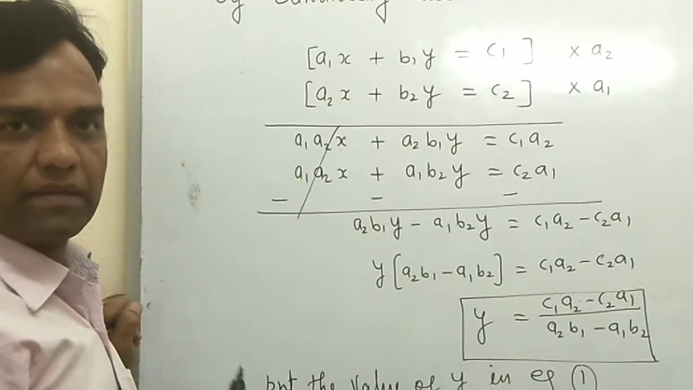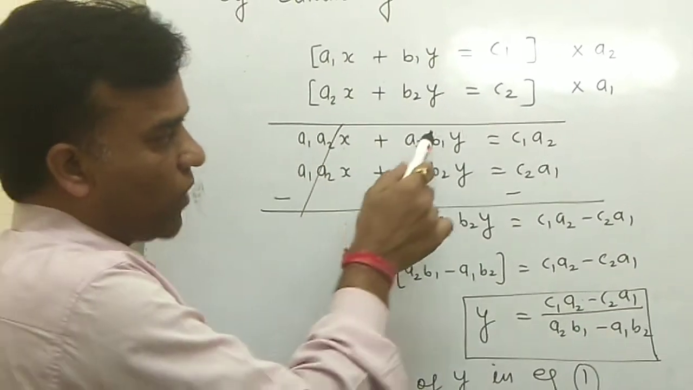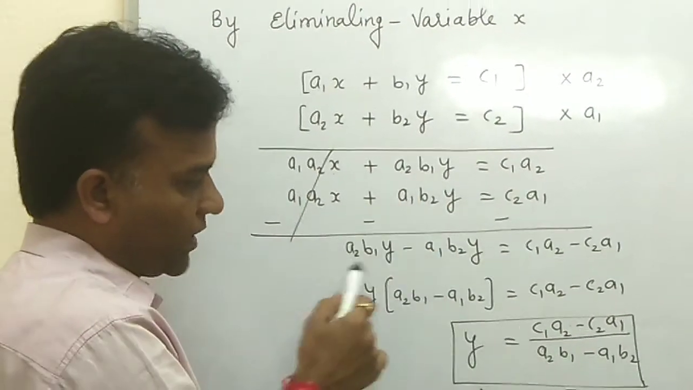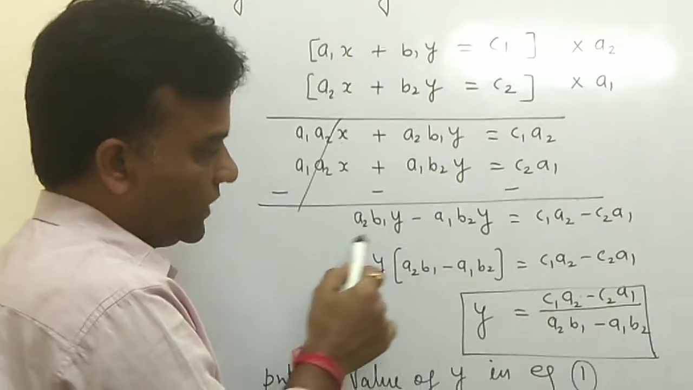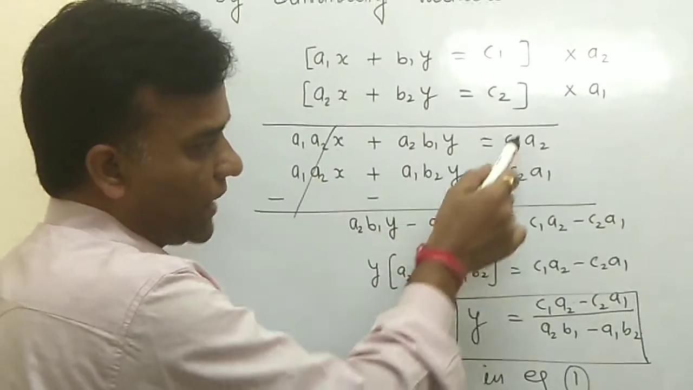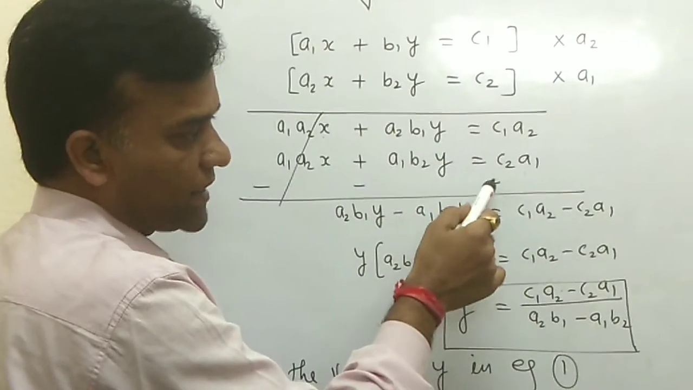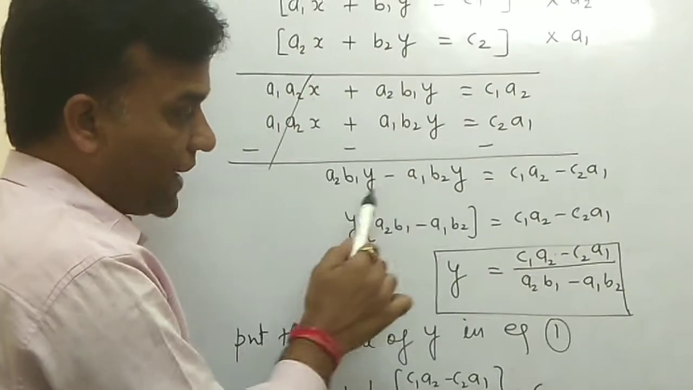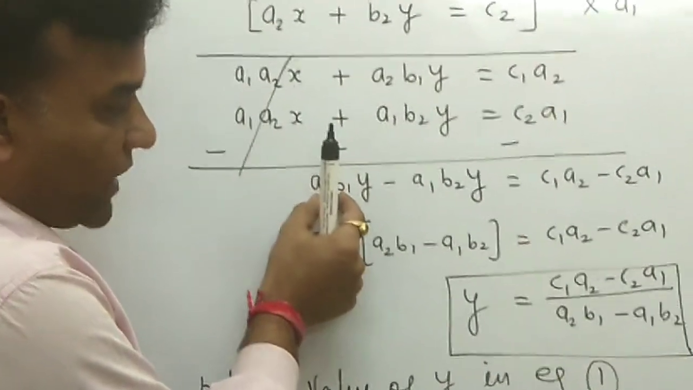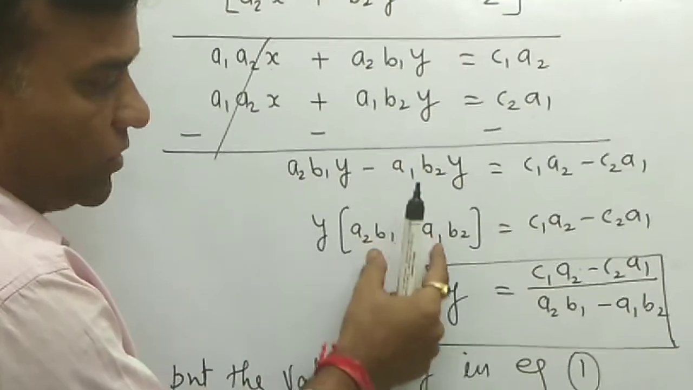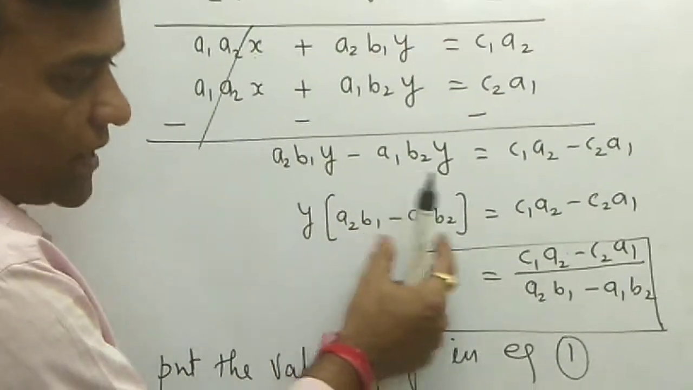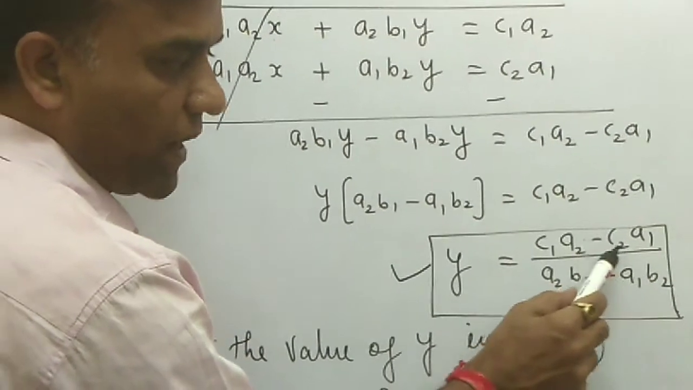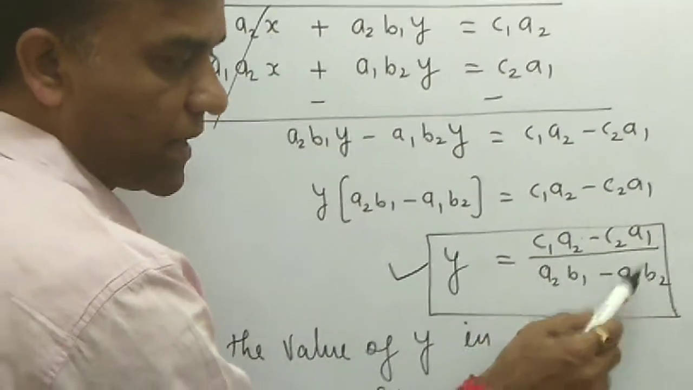It means x is eliminated. Now y has two coefficients, a2 b1 and a1 b2. Write both down: first the first equation's term, then the second, and then c1 a2 and, with the minus sign, minus c2 a1, in the form of an equation. Now y is common, so the rest, a2 b1 minus a1 b2, you write in a bracket, and this bracket goes to the denominator. So you get the value of y equal to c1 a2 minus c2 a1 upon a2 b1 minus a1 b2.